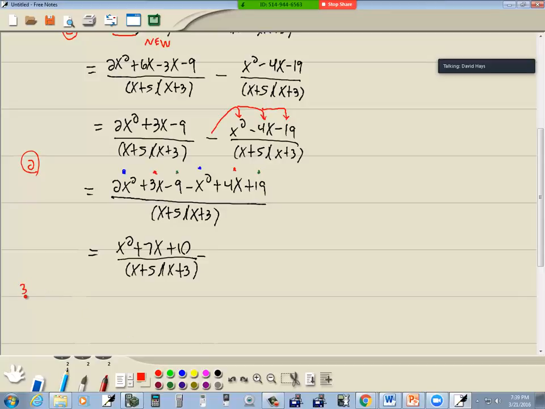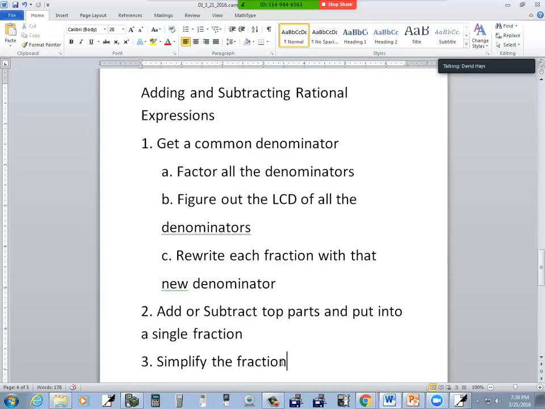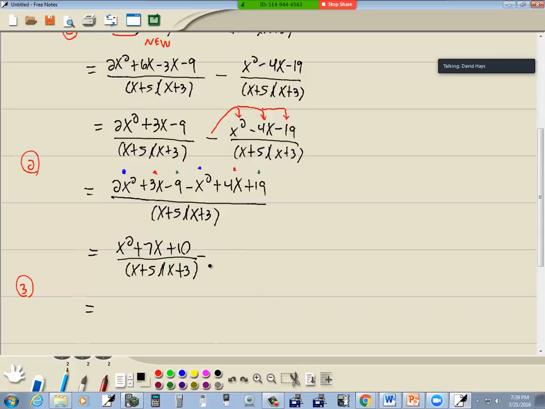Okay, then step 3. Step 3 said simplify the fraction. And remember, in simplifying these, you factor the top and factor the bottom. The top part will factor with PSD. Bottom part I don't need to worry about because it's already factored. This is why you never want to multiply it back through in the denominator, because it's already in the right form. We got something times something else, and you're hoping at the very end it'll cancel.